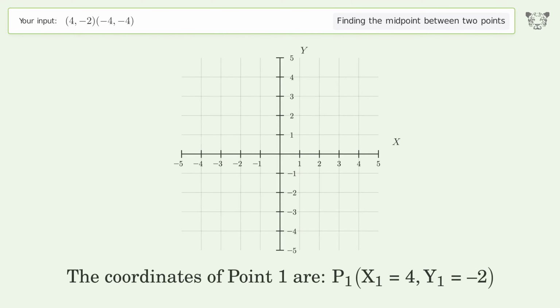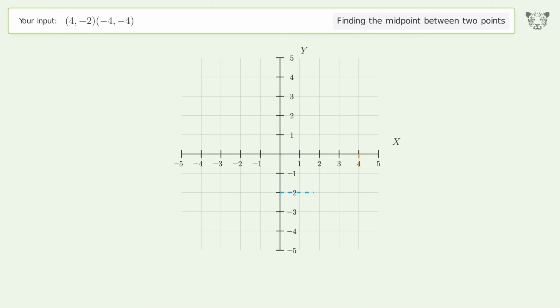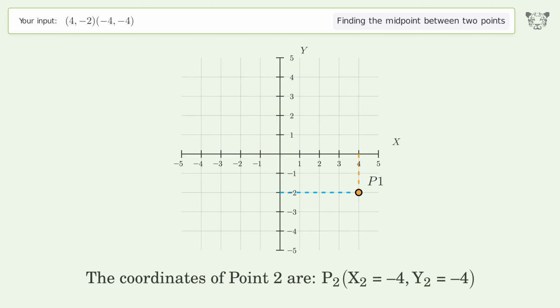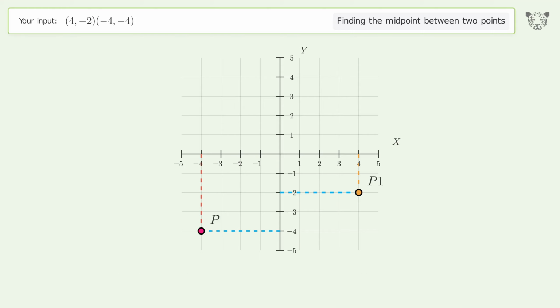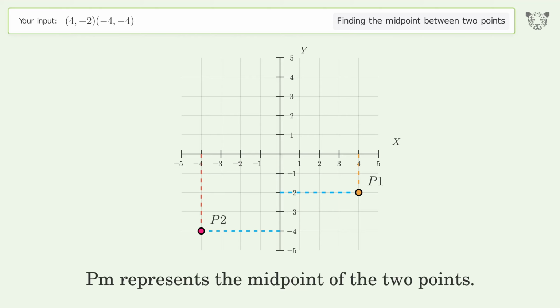The coordinates of point 1 are x1 equals 4, y1 equals -2. The coordinates of point 2 are x2 equals -4, y2 equals -4. PM represents the midpoint of the 2 points.